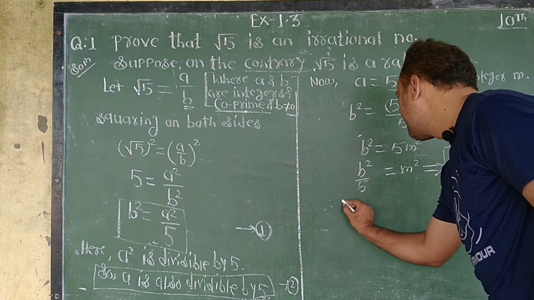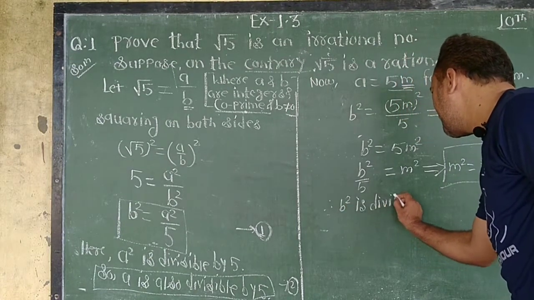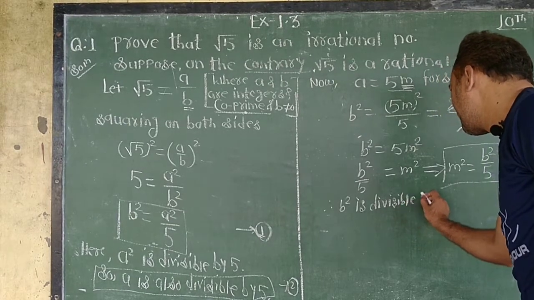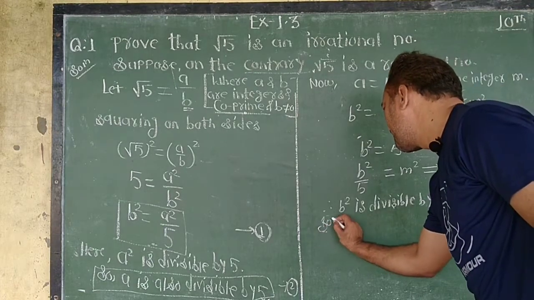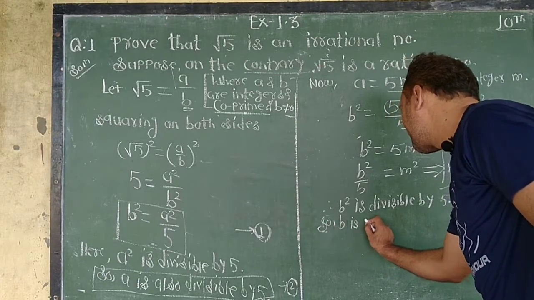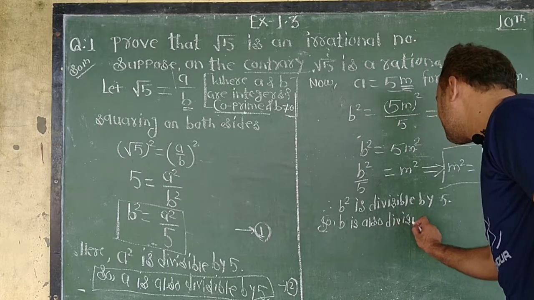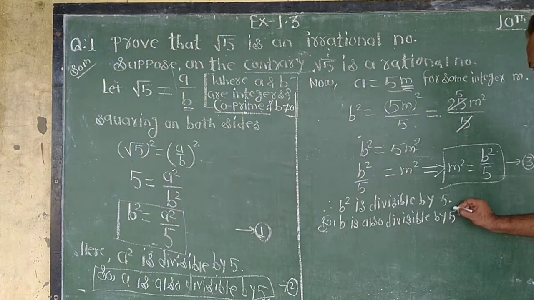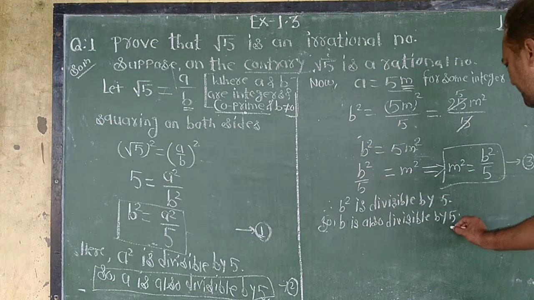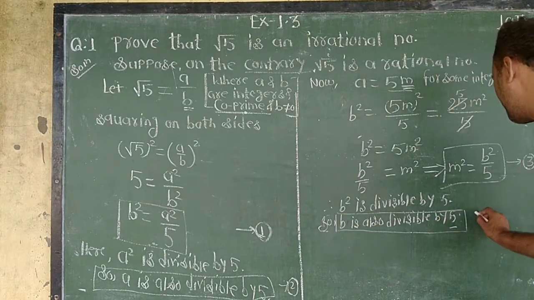Then what is the meaning of this one? Here b square is divisible by 5, so b is also divisible by 5. B is also divisible by 5. Same. If you want, give this one conclusion number 4.